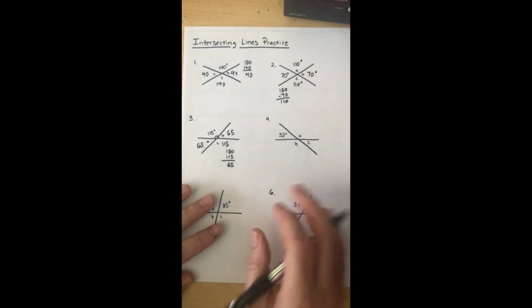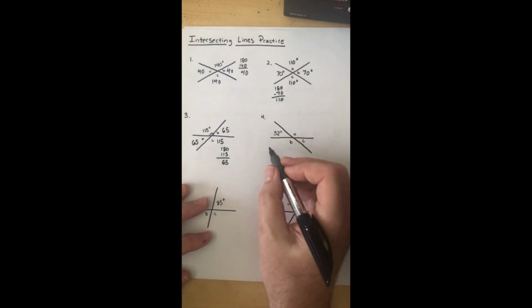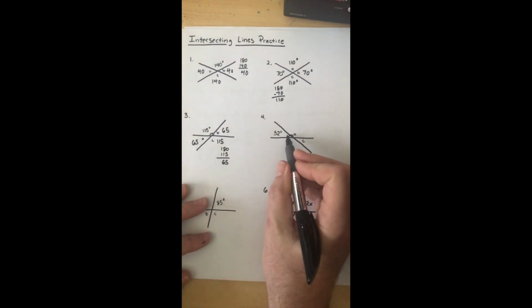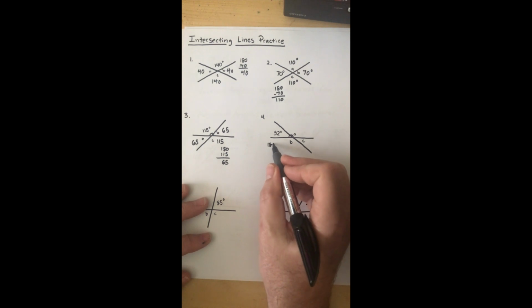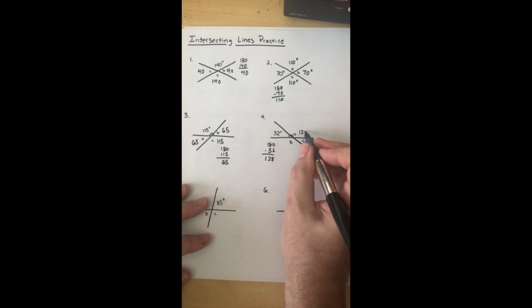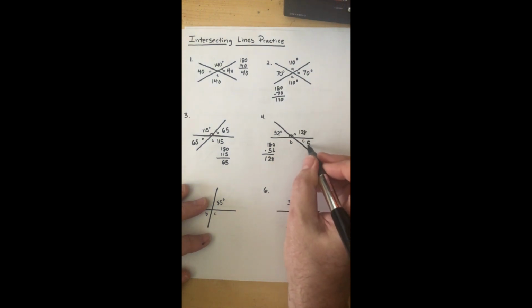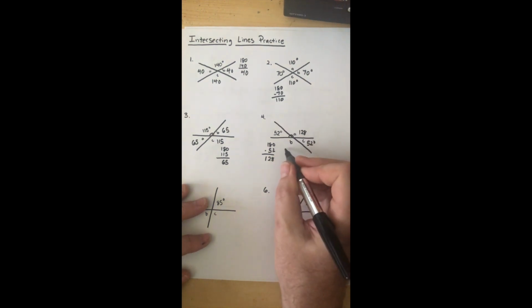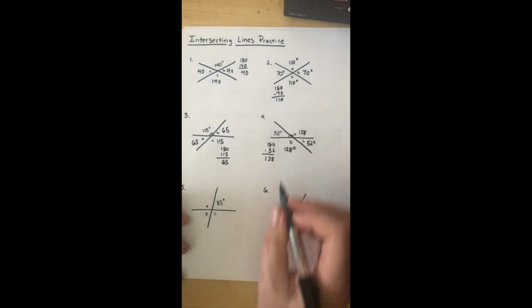Now, of course, all this subtraction you can do on a calculator. Same basic concept. There's my 180. Going to take the 52 away. 180 minus 50 is 130. Minus 2 is 28. So that's 128 there. There's my vertical angle of 52, and the 128's vertical angle goes here.